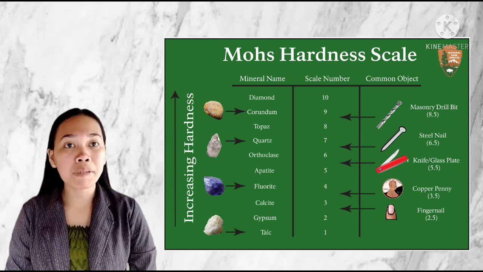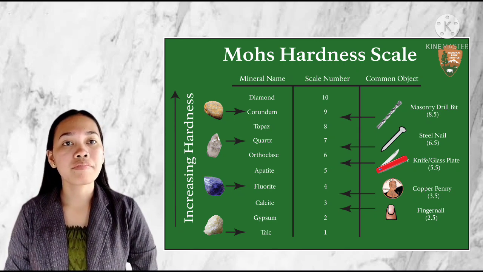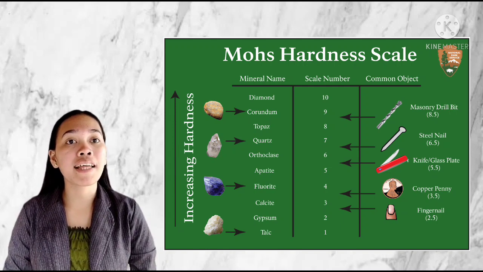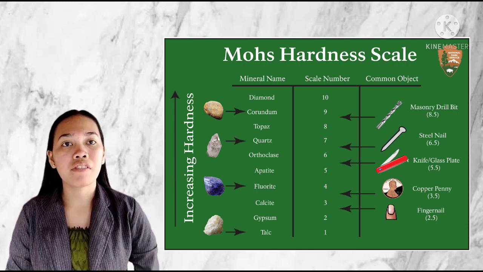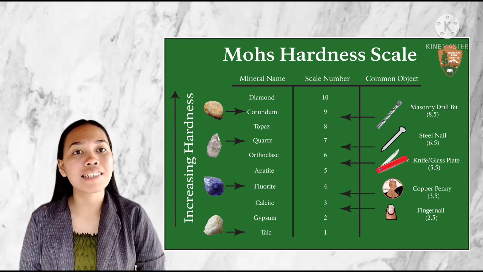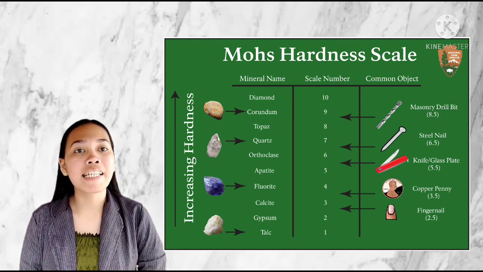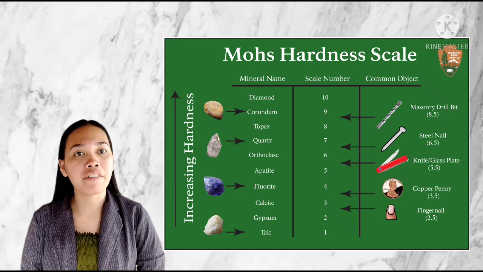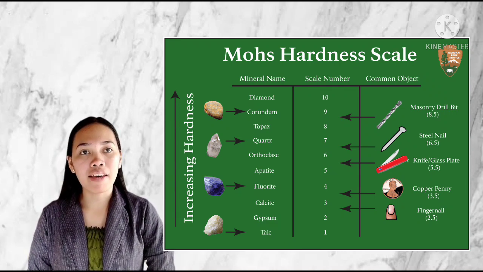The mineral apatite, the scale number is 5. The common object used to test apatite is knife or glass plate, which is 5.5. Mineral orthoclase, the scale number is 6. The common object is steel nail, which is 6.5. Mineral quartz, the scale number is 7.